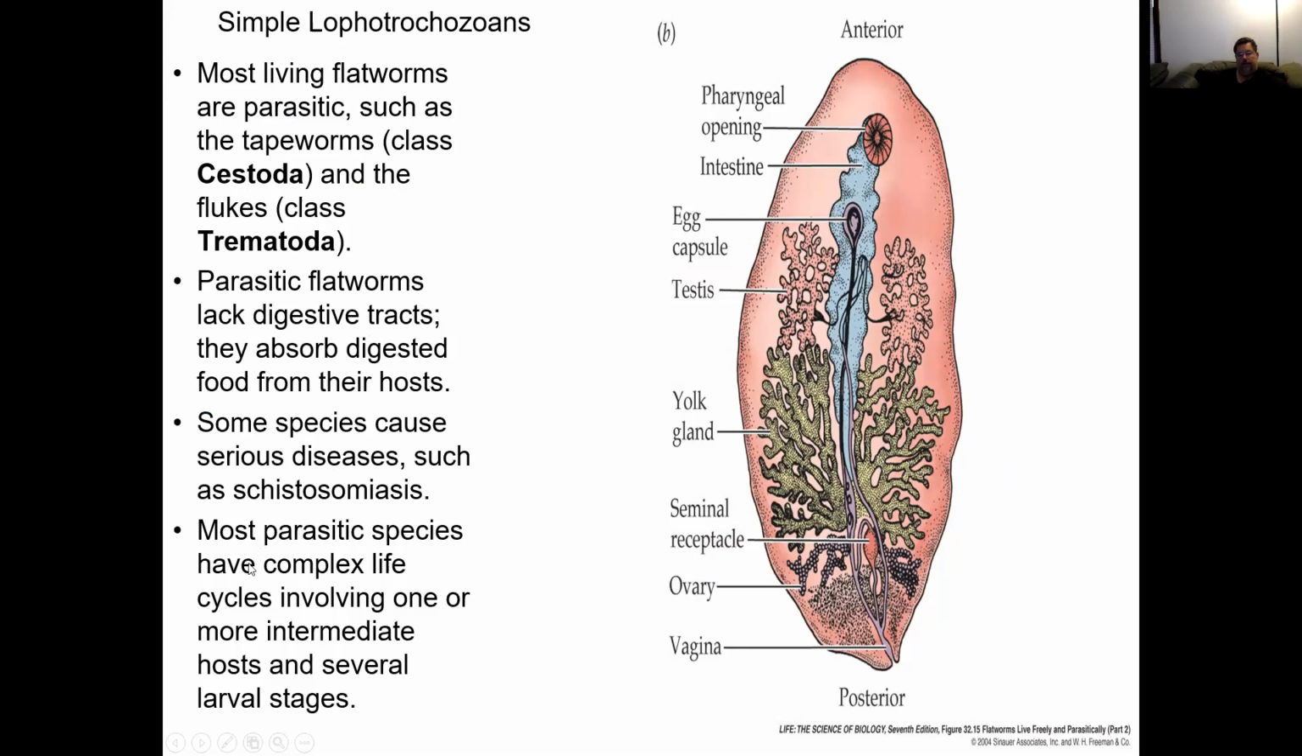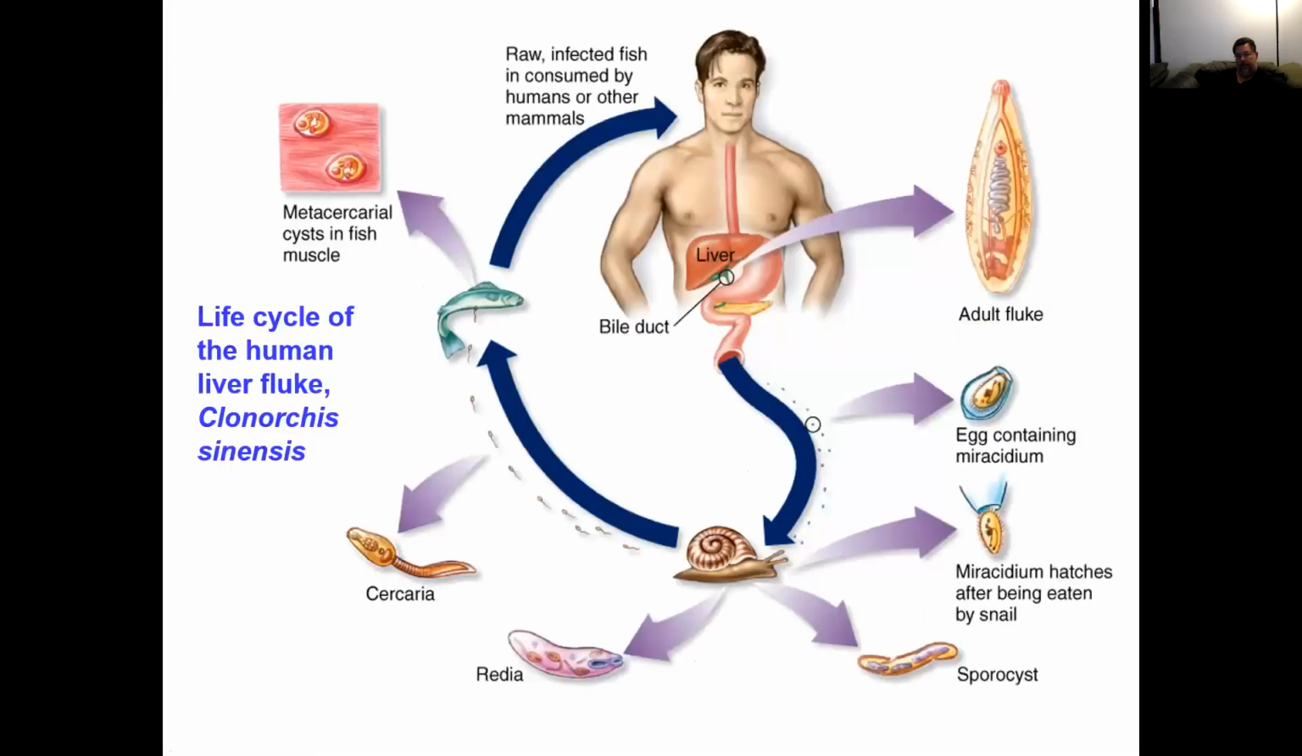Most parasitic species have complex life cycles involving one or more intermediate hosts in several larval stages. So again, it's an incredible life cycle. Look at that. This person had to eat a raw fish or eat some fish that was a little raw, broke open these adult fluke that hooked onto them. Eggs were dropped off. A snail ate the eggs.